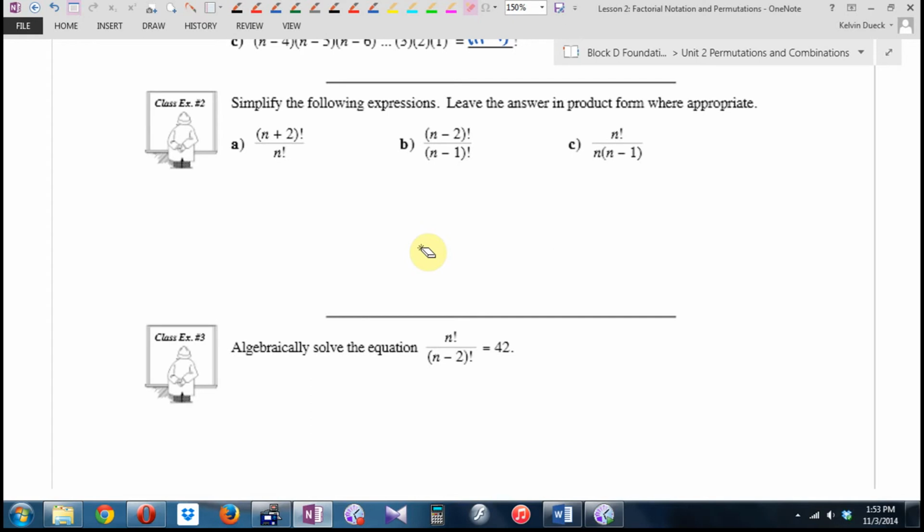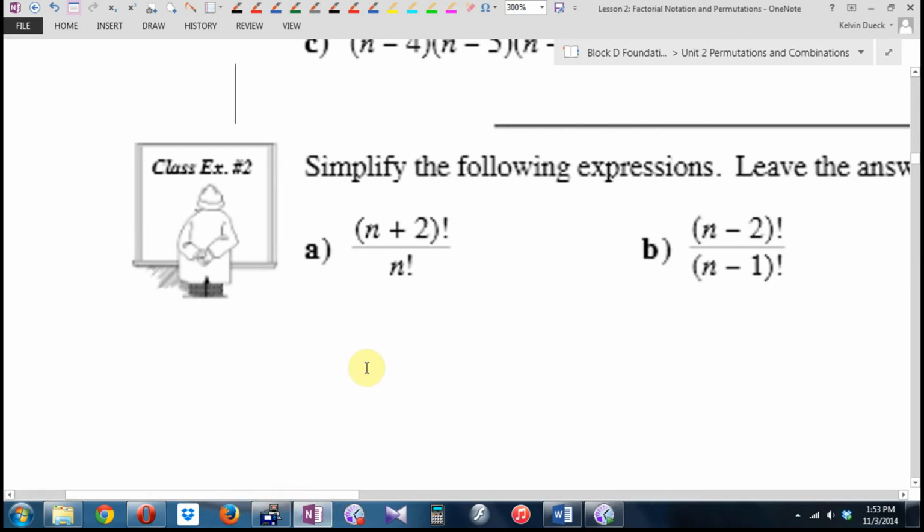You ready? A says simplify this. What's bigger, n plus 2 or n? Think about it. This is why when we were doing numbers, I kept saying, which is the bigger number? What's bigger, n plus 2 or n? N plus 2. That's the one that I'm going to expand. I'm going to rewrite the n factorial on the bottom because it's the smaller one, and I'm going to start to break down the n plus 2.